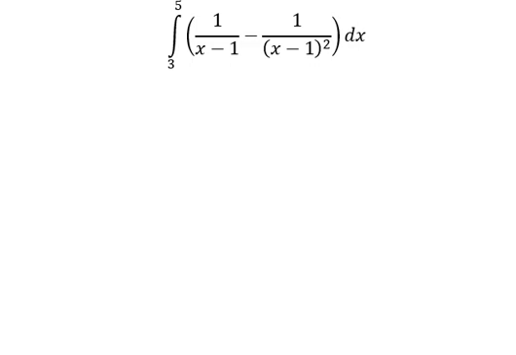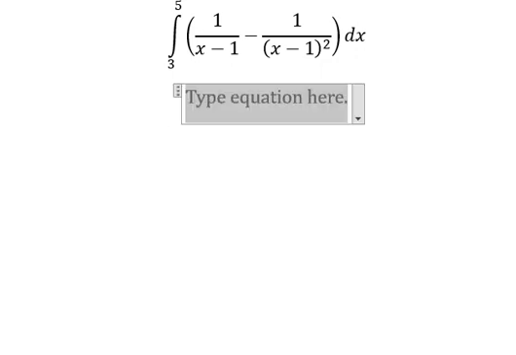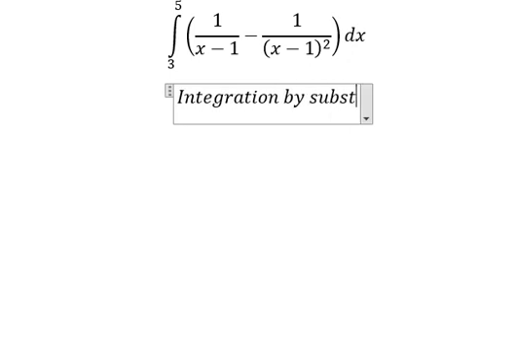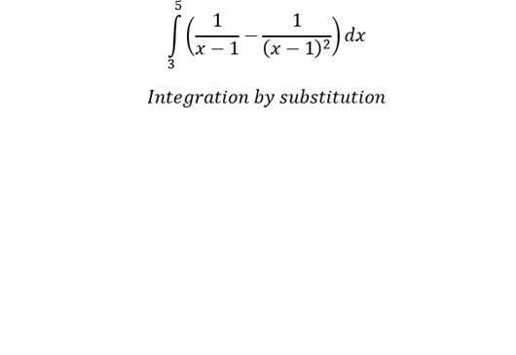So today I will show you how to answer this one. We need to use integration by substitution. So I will put u equals s minus 1. Then we need to take the first derivative of both sides.